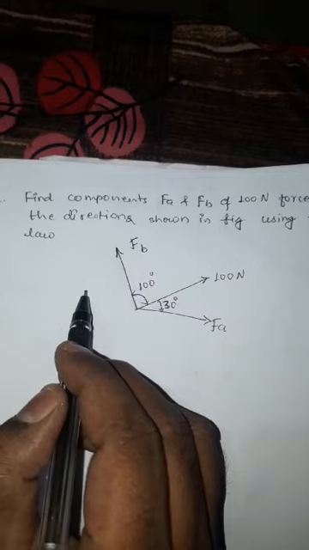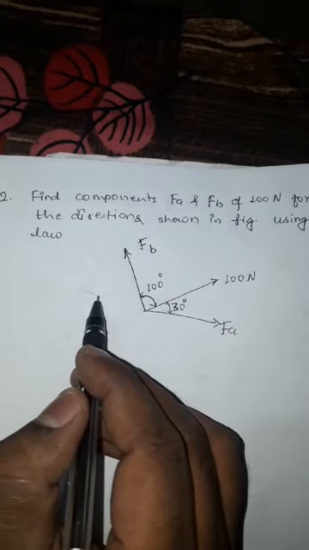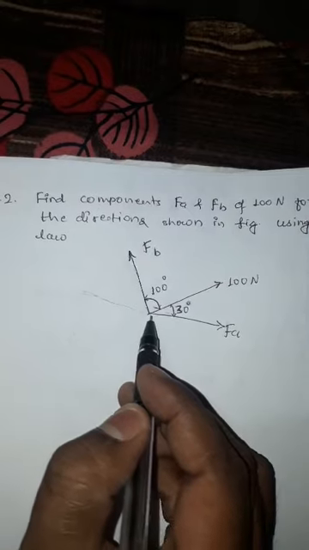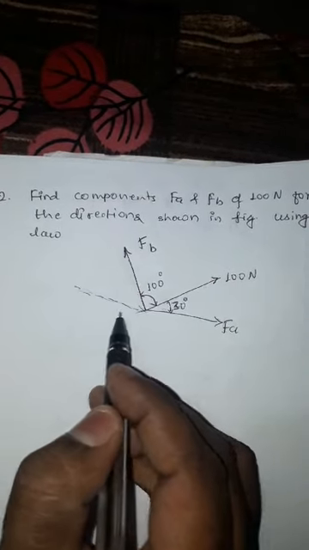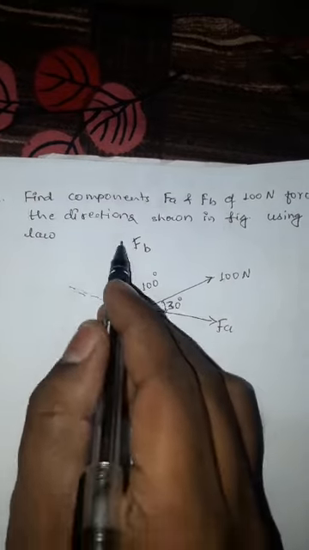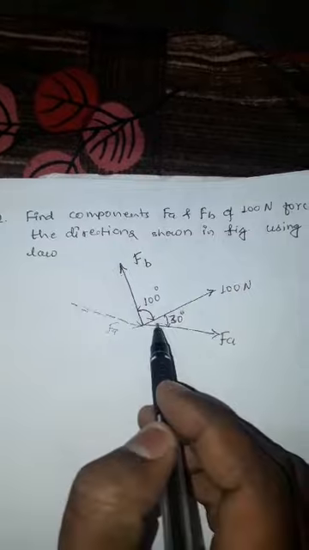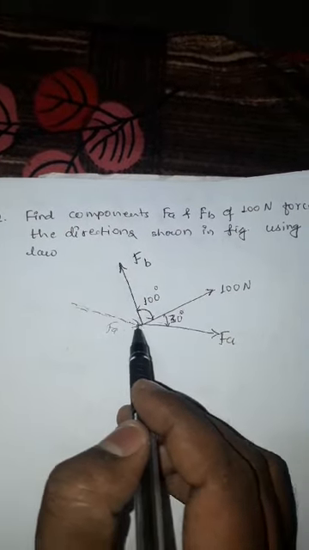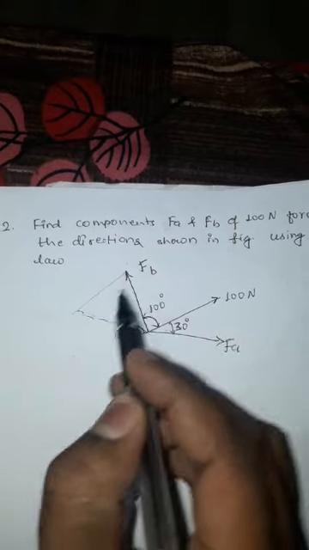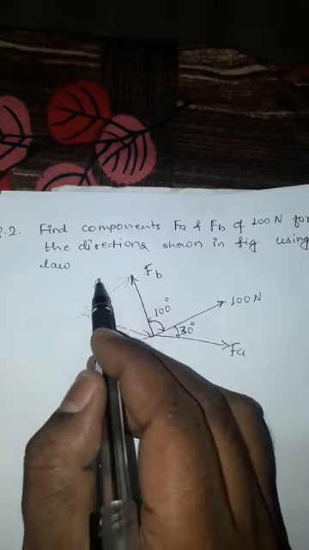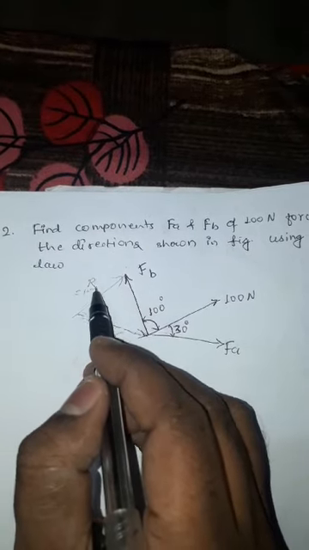So I am just extending the line of action of Fa up to this point. This will become Fa. This is Fb as it is, I am keeping here. So these are continuous 2 forces, this is Fa and this is Fb. This closing side will become the resultant, which is nothing but equal to 100 Newton.